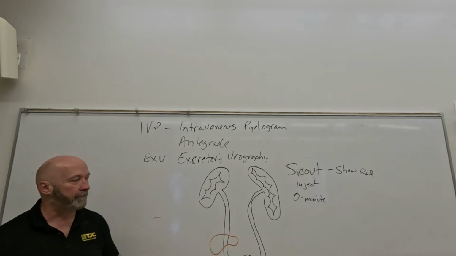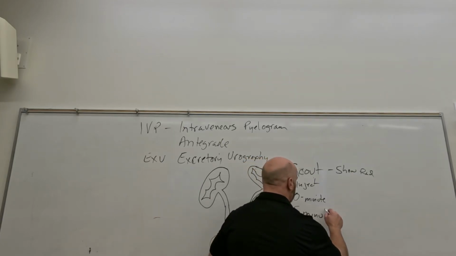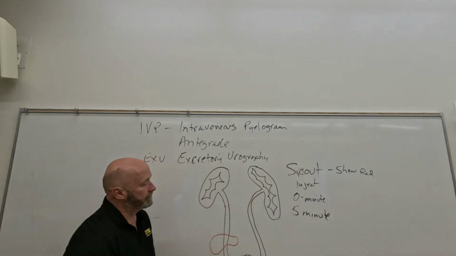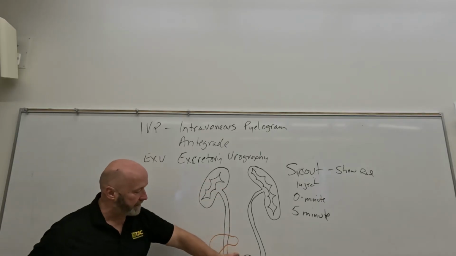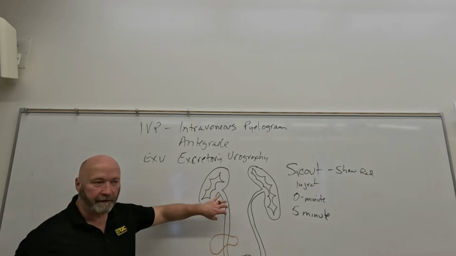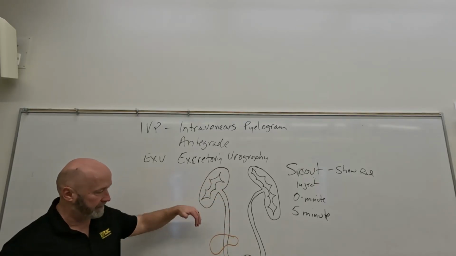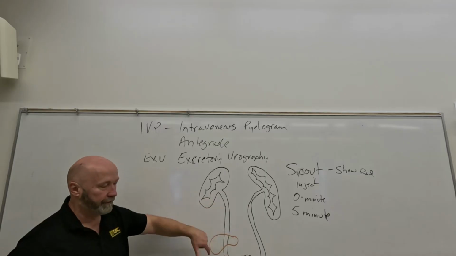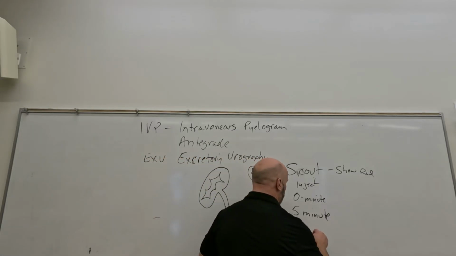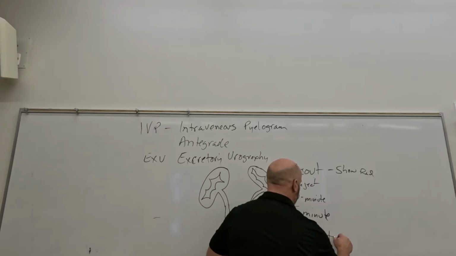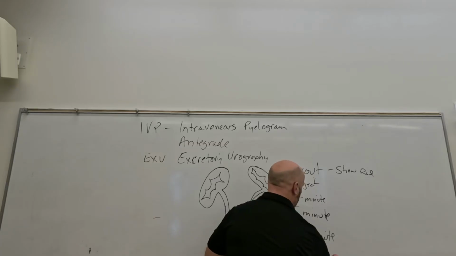We see all the contrast in the kidneys. After the 0 minute, we would shoot a 5 minute. So at 5 minutes, we shoot like a KUB. We start to see the contrast coming down. Some is probably going to be in the bladder, but we're going to be able to visualize it in the ureters. And then most of the time we do a 10 minute, a 15 minute with obliques.